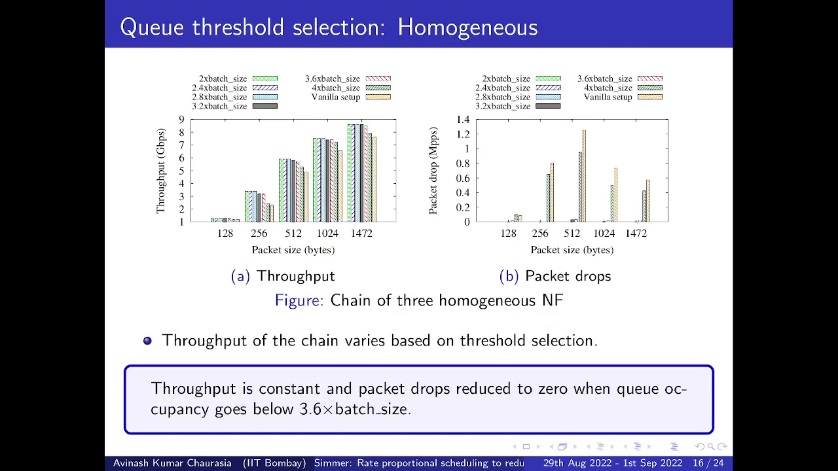This experiment is done to find the effect of threshold settings on the performance of a service function chain. First, we created a chain of three homogeneous network functions. From the graph, we can observe that for best throughput, the threshold should be kept lower than 3.6 times the GPU batch size, and the reason for better throughput is the reduction in packet drops, which is actually reduced to 0. The graph is showing the results for one NF, that is NF2, but we found similar patterns for the other two NFs.